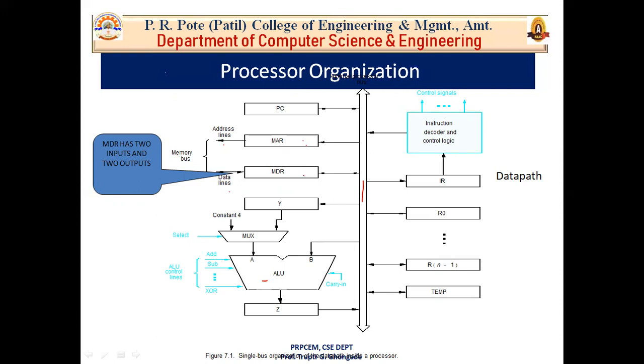So register MDR has two inputs and two outputs. This MDR register, that is the memory data register, is bidirectional. It has two input lines and two output lines. So data may be loaded into the MDR either from the memory bus or from the internal processor bus.